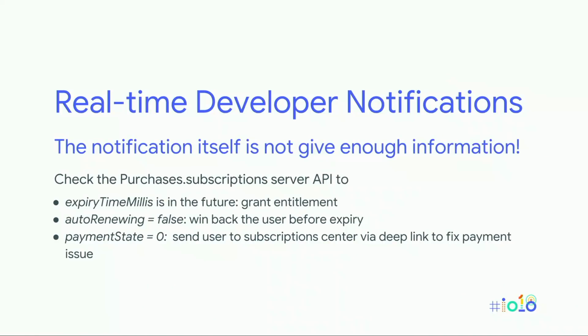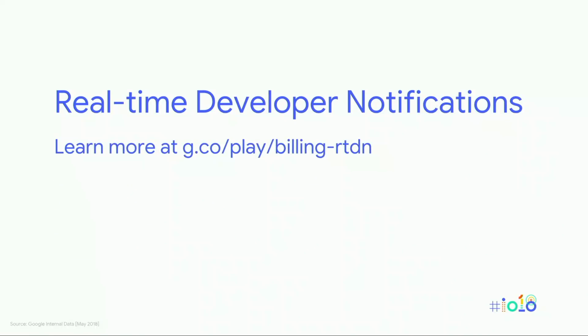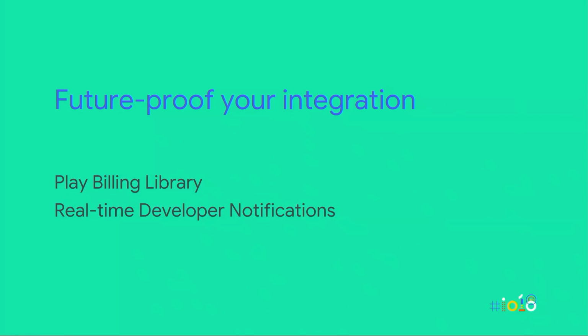But remember, with real-time developer notifications, the notification is only telling you that a subscription state has changed. You still need to call our server-side API and query the full state of the subscription and know exactly what action you need to take with that subscriber. So as I mentioned earlier, real-time developer notification has become an essential part of our top developer subscription setup. Check out the details on how to set up real-time developer notifications under this link, which takes you to the developer pages and has all the details. So remember, if you want to future-proof your integration, be sure to use both the Play billing library on your client side and integrate with real-time developer notifications on the server side.